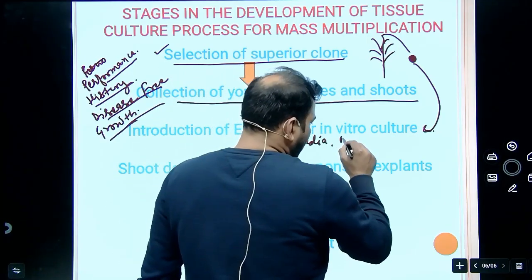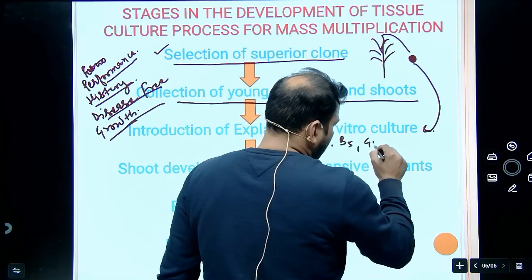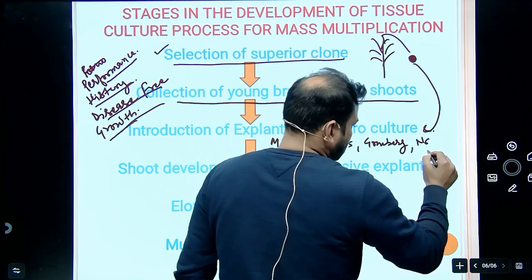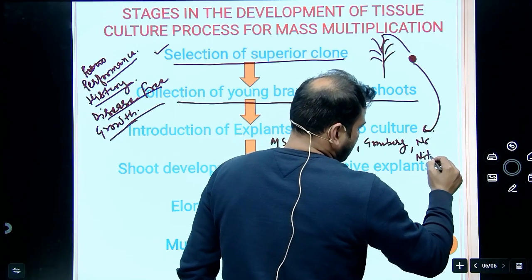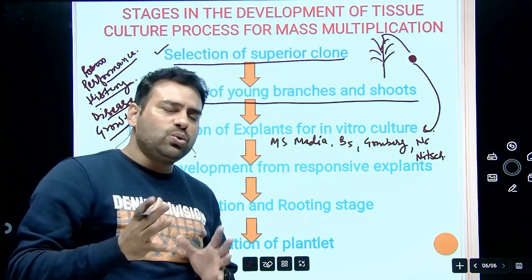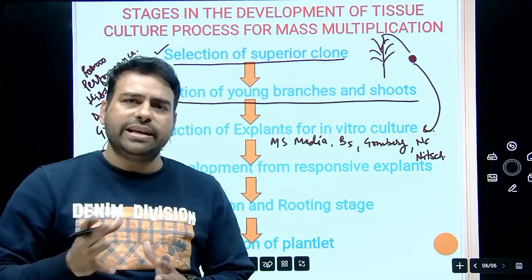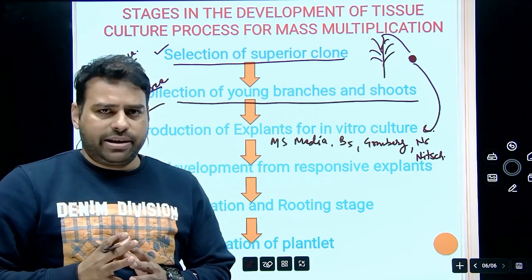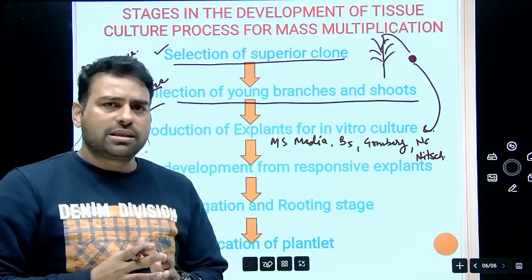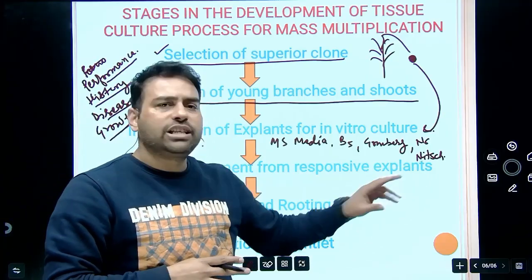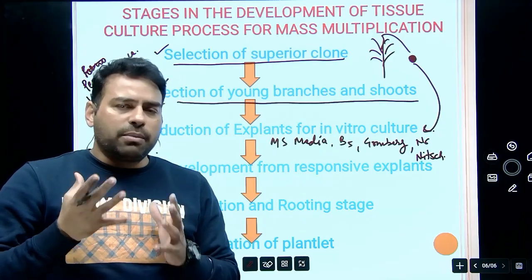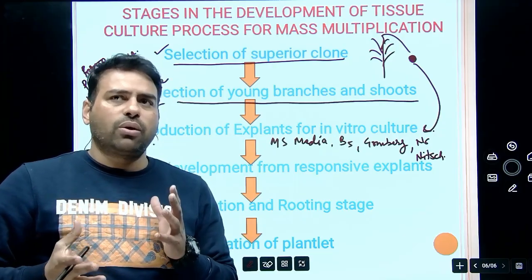Besides this, B5, Gamborg, N6, and Nitsch. These are the common types of media used in plant tissue culture according to the need of the experiment. For example, if our explant is pollen, then we have to use Nitsch media because pollens need more energy.